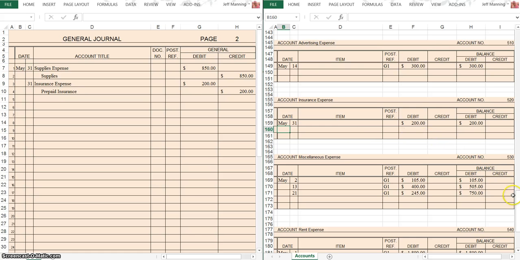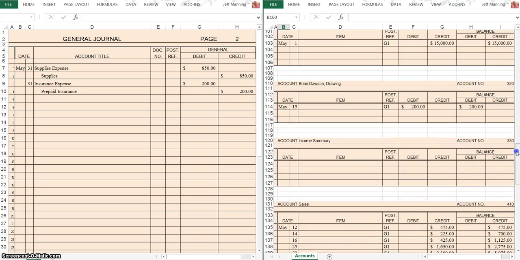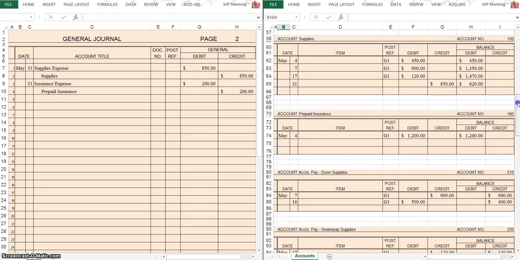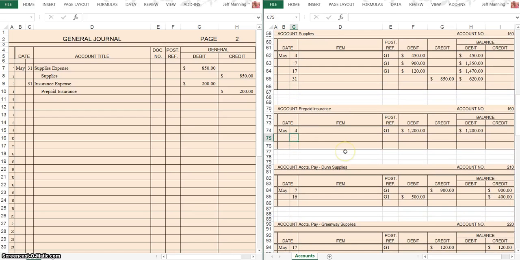Finally, I'm going to go up to my prepaid insurance account. The 31st, a credit of $200. I had a debit balance of $1,200. I now have a credit of $200. I subtract those two because they're not the same, leaving me with $1,000 in the account.